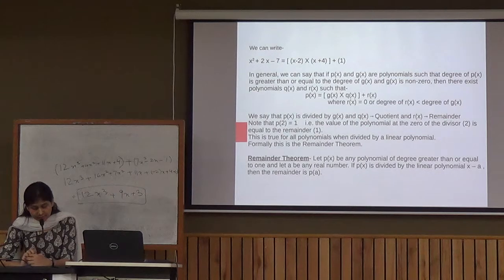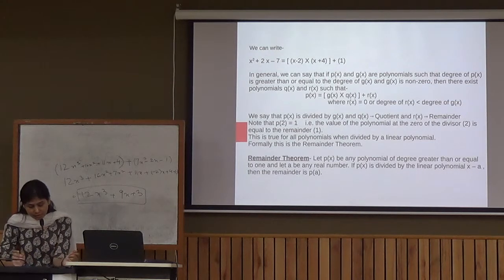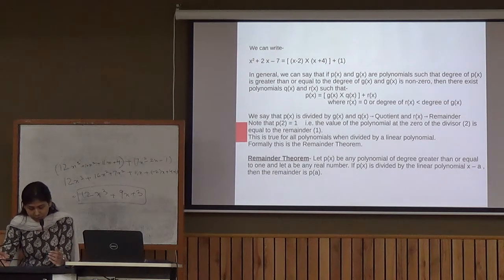Please note that here the value of the polynomial at x is equal to 2 is equal to 1. Now here 2 is the zero of the divisor polynomial, that is x minus 2, and here 1 is the value of the remainder polynomial. Therefore, in general, this is called the remainder theorem.